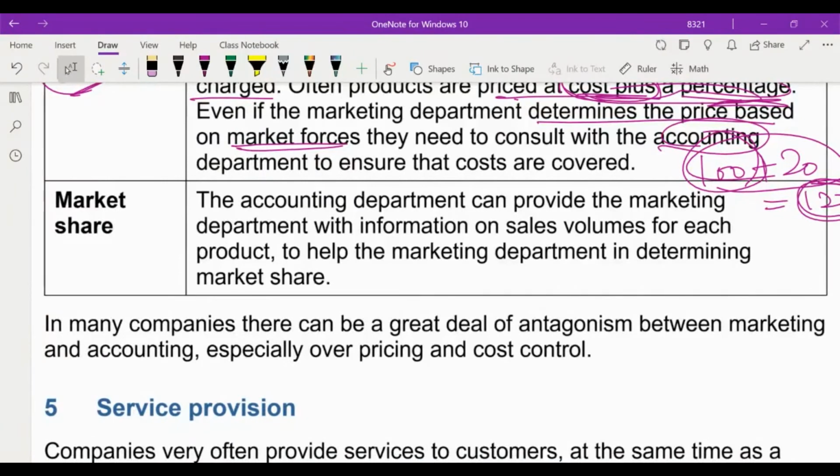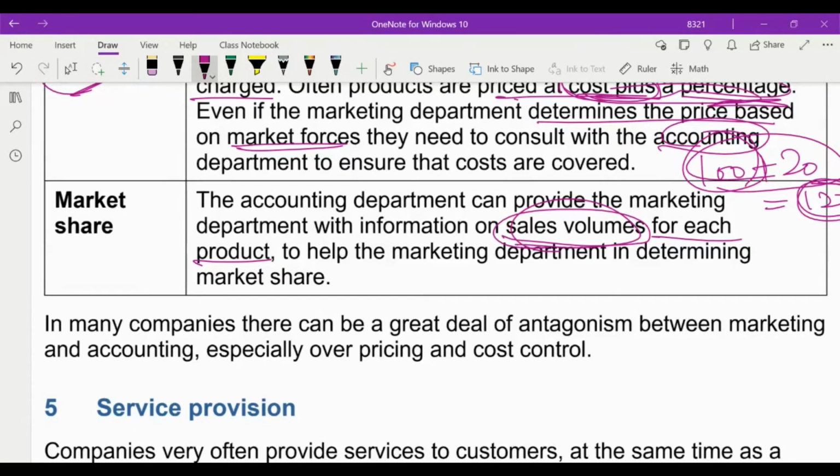Next is market share. Calculating the market share also will involve some calculations. The accounts department can provide the marketing department with information on the sales volume for each product, so that the marketing department knows how much of the overall market share they have, and they can compare it with their targets to be achieved. Okay. So simply wherever there is calculation, that calculation has to be done by the accounts department.